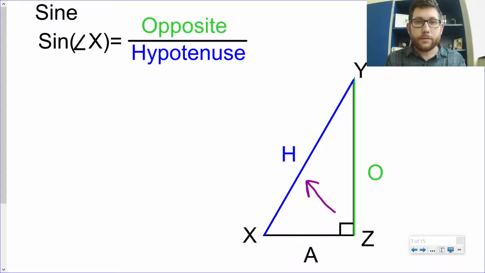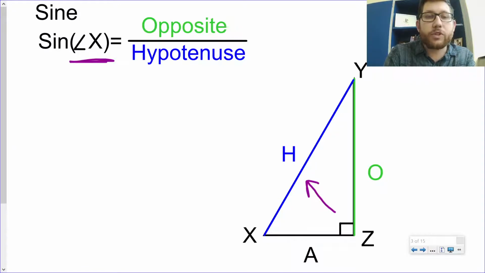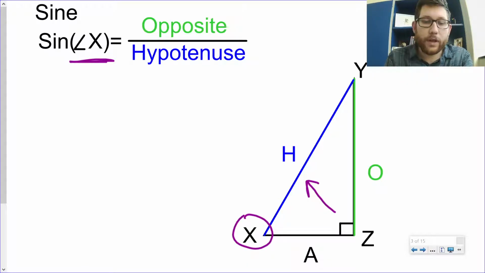Now, here's the question. How do I know which angle I'm talking about? Well, I'm always talking about one of the angles that's not 90 degrees, and I look right here, and it tells me which angle I'm talking about. So I'm talking about this angle. If you want, you can even circle it when we're just starting out here. So that's the angle I'm talking about.